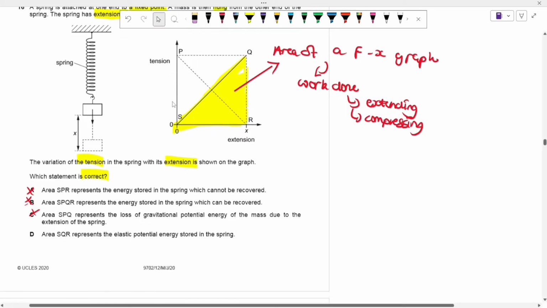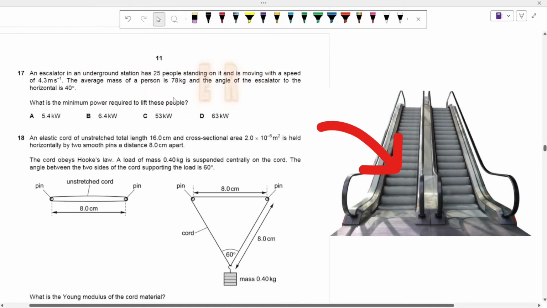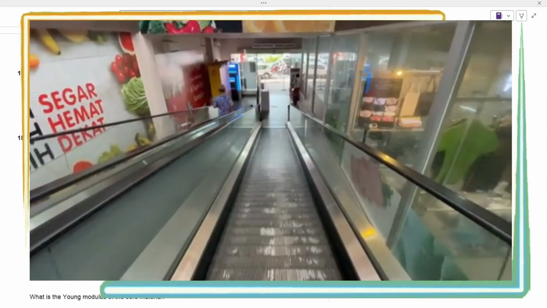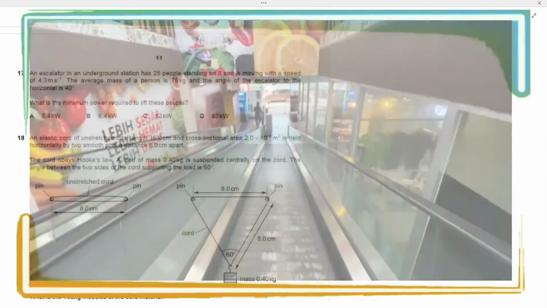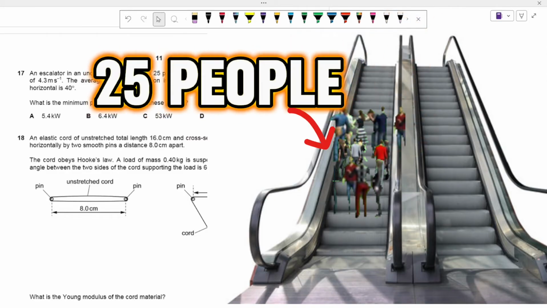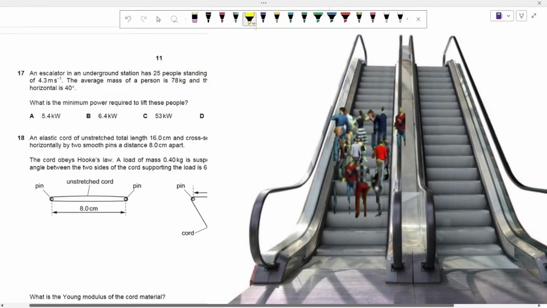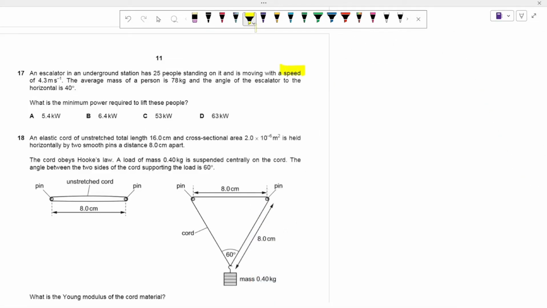Question 17. We're given an escalator. An escalator is something that makes work easier: people stand on it and it transports them up. We're given an escalator with 25 people standing on it, and it's moving at a speed of 4.3.